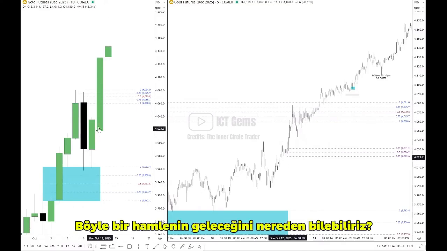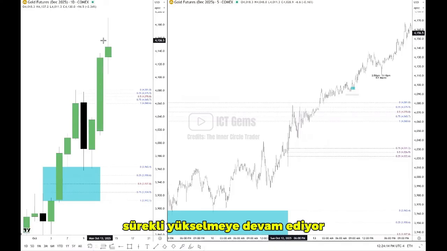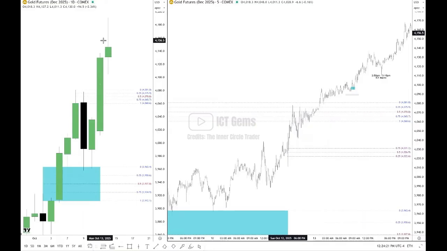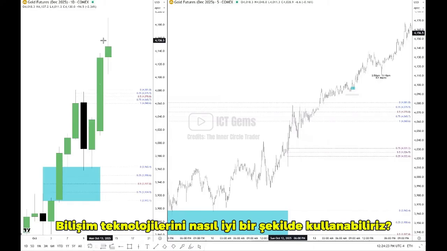How can we know that a move like this is going to come where it just keeps surging higher? How can we know that's going to happen? Do you have anything that's going to teach me how to expect that? How can we anticipate these really big extrapolations in price action? How can we do that, ICT?